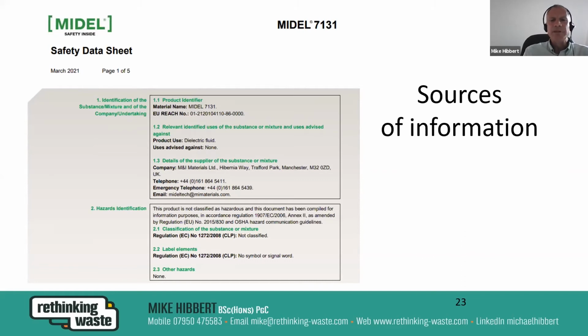However, this is one of the points that can be a little bit misleading. So I've got a data sheet here for a material that is a transformer oil that's silicon based. And again, apologies if you can't read the slide particularly well, but it says hazards identification. The product is not classified as hazardous. And then a little bit further down, it says other hazards, none. So that might be an issue from a health point of view.